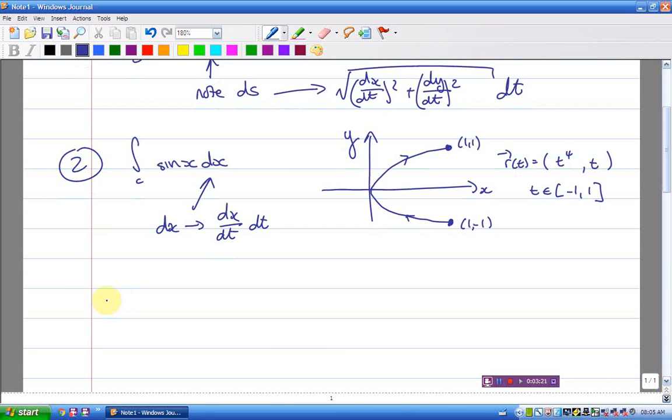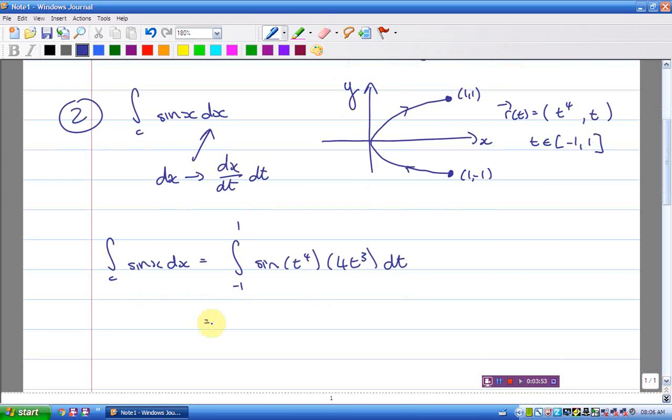Okay, so the integral that we've been asked to work out is going to be the integral of sine x, which is going to become sine t to the 4. The dx is going to become dx by dt dt. So the dx by dt is, sorry, not 3, 4t cubed dt. And on my integral sign, I'll have values of t. So t goes from minus 1 to 1. And there you go. And now it's single variable calculus.